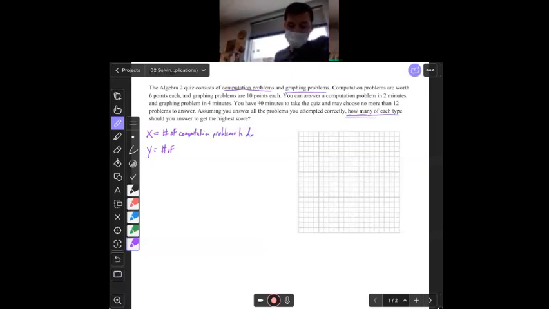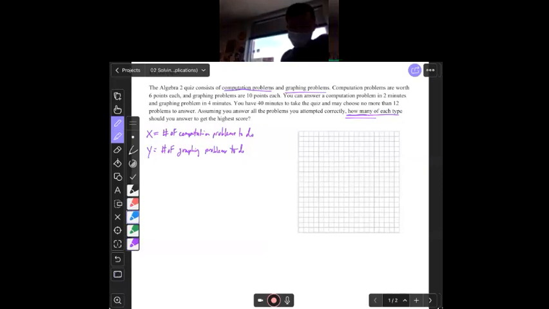So number of computation problems to do, and then the number of graphing problems to do. Okay. So don't just write computation problems, don't just write graphing problems, make sure you're talking about the quantity, like how many should I do, right? Needs to be the question here.